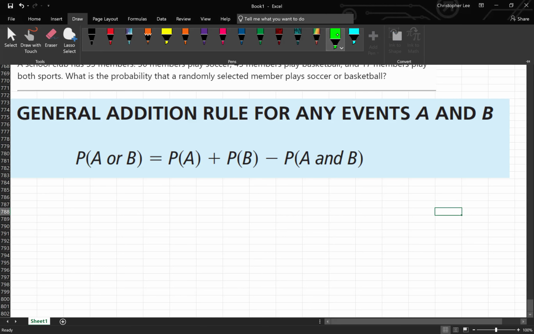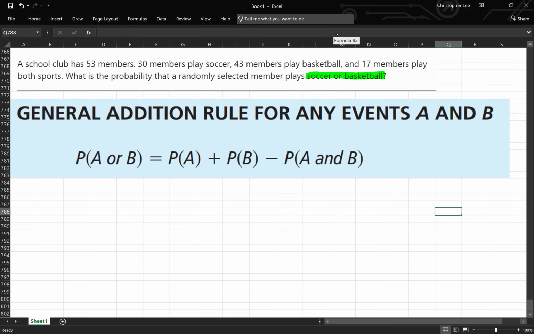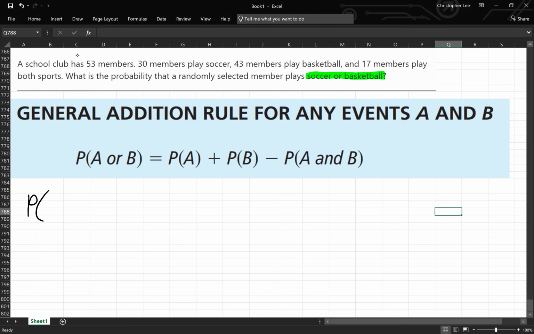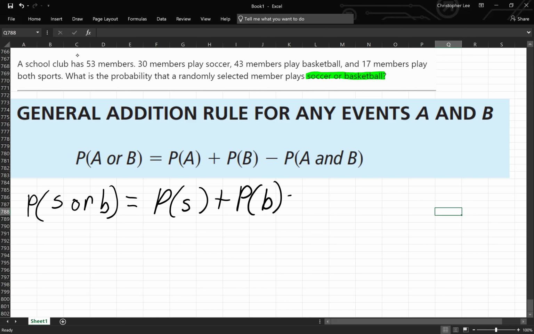Let me get that highlighter real quick. So they asked us what's the probability of soccer or basketball right there, right? So use those words in your working. I want to know what's the probability of soccer or basketball. And that's going to be equal to what? The probability of soccer plus the probability of basketball minus the probability of both of them.